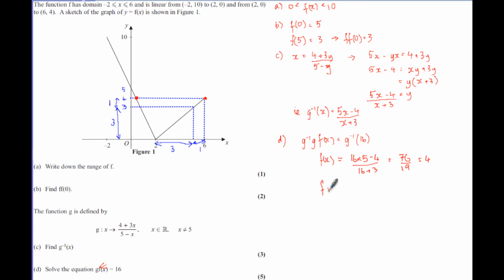So f of x equals 4 gives me that x equals 2 over 5, or 0.4, or x equals 6, which is the one that we knew about from the information that we were given right at the beginning. And we can verify that by putting 2/5 or 0.4 into my function and 6 into my function, and then carrying out g on that, and in both cases I do get 16.